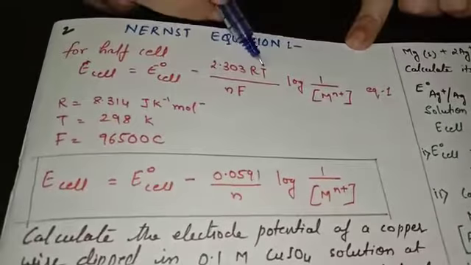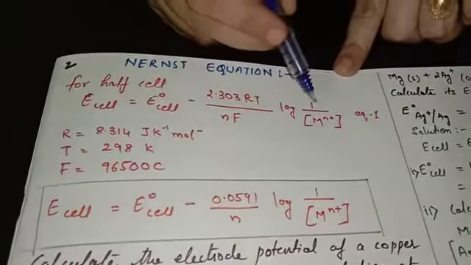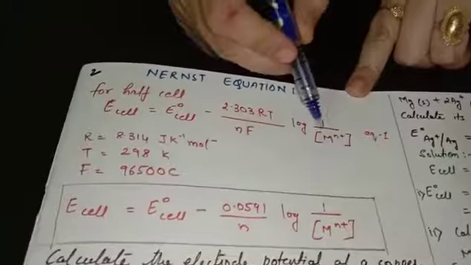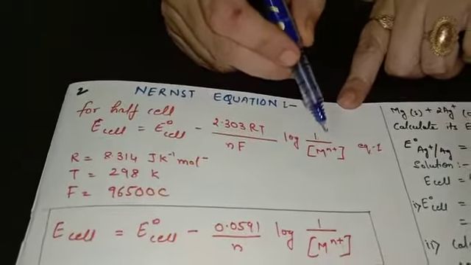Suppose I have to calculate reduction potential for half cell. Here you should notice that if it is written E cell, it is reduction potential. If it is written E naught cell, that means it is a standard reduction potential. So for half cell, reduction potential is equal to E naught cell minus 2.303 RT upon NF log 1 upon metal ion concentration, molar concentration of metal ion solution.